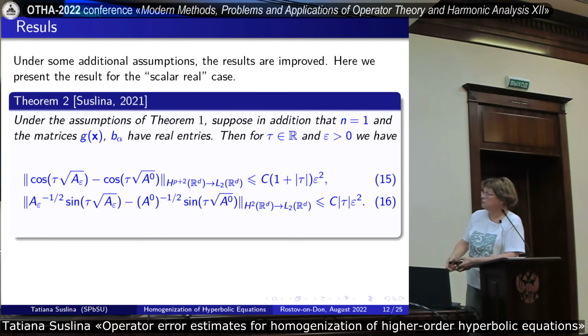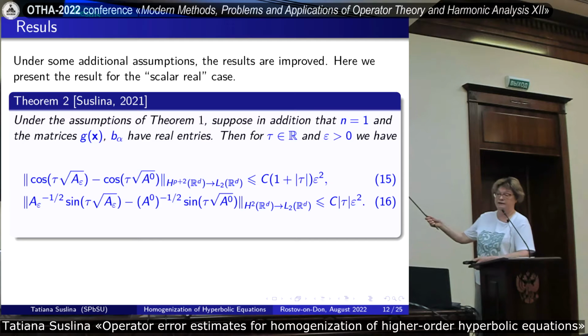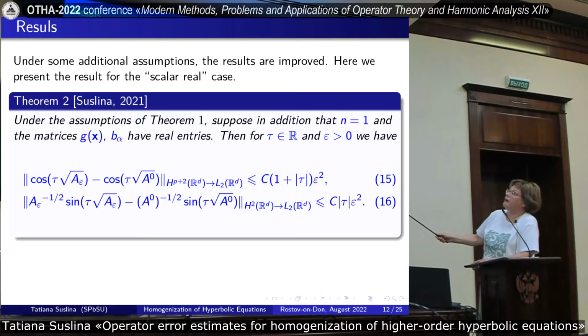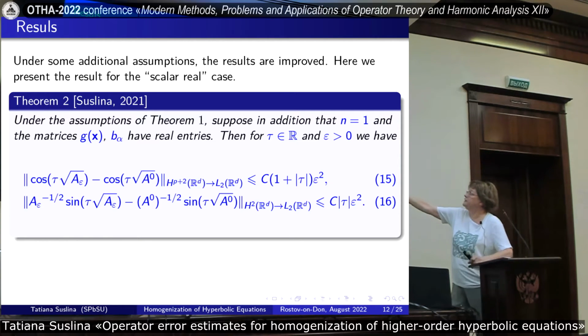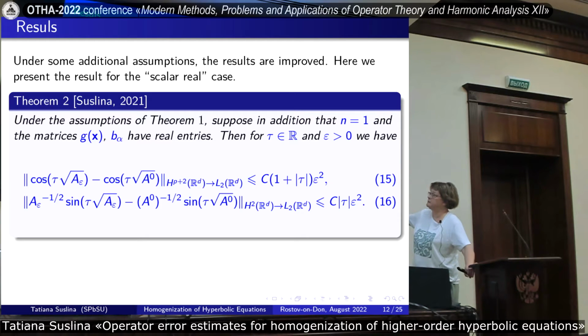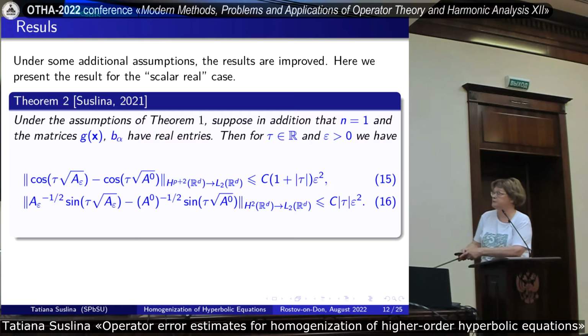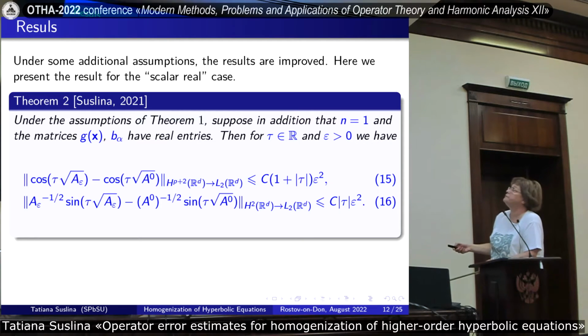And theorem 2 concerns the scalar real case. If n equals 1, so the operator acts on scalar functions, and the matrix g of x and the matrices b alpha have real entries, we consider the scalar real case. Then we have an improvement. For fixed time, estimates of order epsilon squared, in appropriate operator norms. Here are the results.